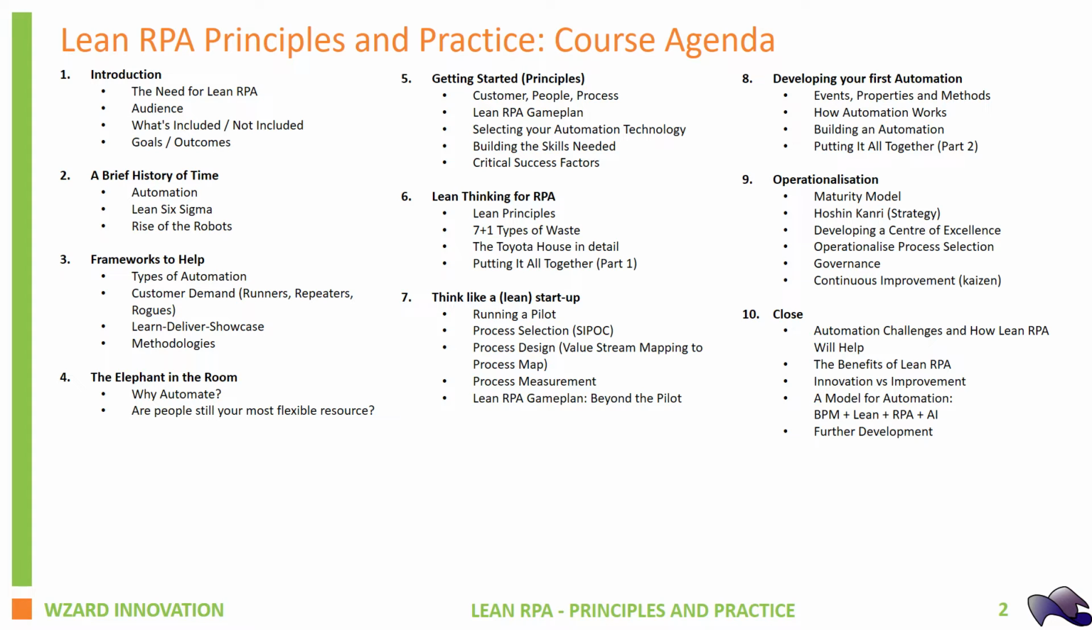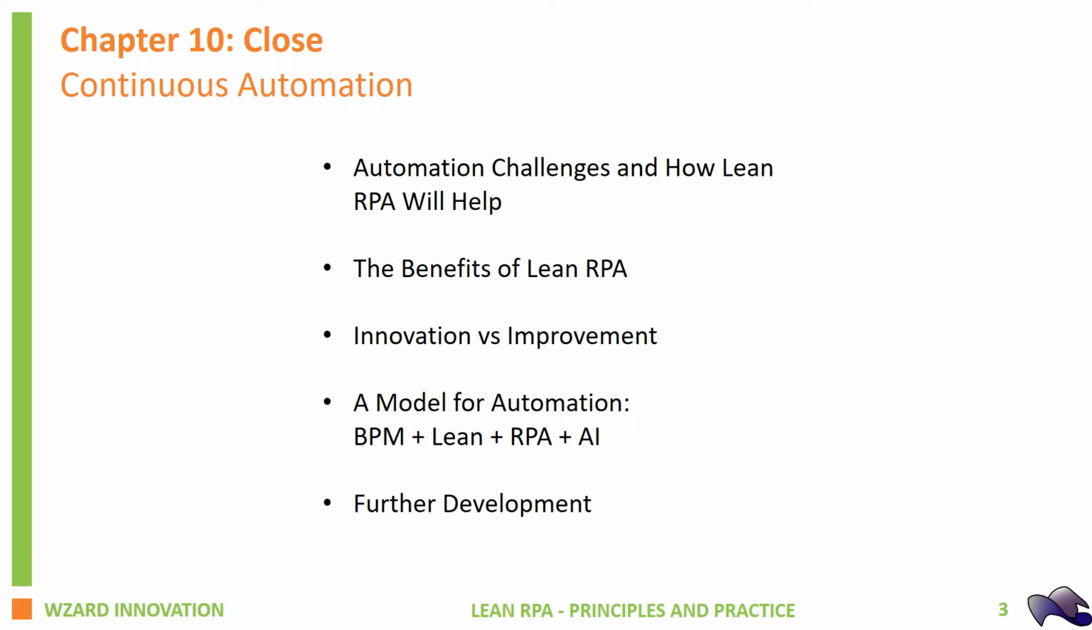We've now reached our final chapter, which will start by looking at some of the challenges we face and how Lean RPA can help you to address those challenges. We'll look at the benefits of Lean RPA and also look at the topic of innovation versus improvement. We'll then bring together some related topics such as BPM, RPA, AI and Lean together to understand how they all can fit together in a single model. Finally, we'll close with some opportunities for further development in the future.